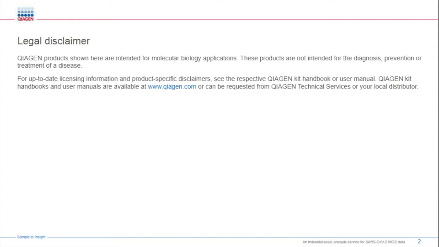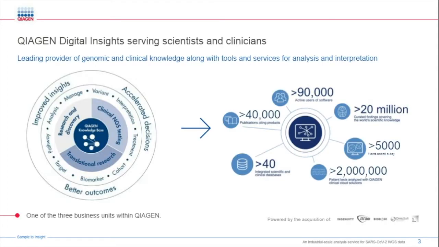I don't think we need to see yet another legal disclaimer, but what I want to do is just orient you to QIAGEN, and especially QIAGEN Bioinformatics, which we call QIAGEN Digital Insights. In fact, we're one of the 3 business areas within QIAGEN, and our strategy is to help, especially within the clinical market or even research markets, help scientists really elicit new insights from their data, especially from NGS types of data, which is very complex.